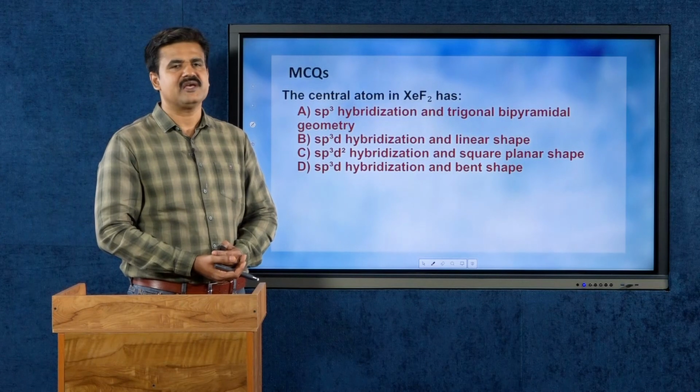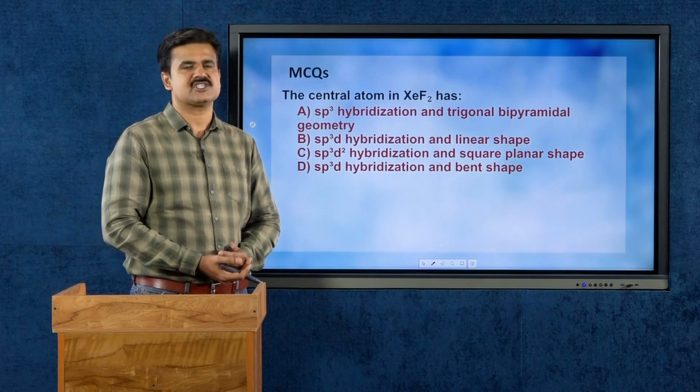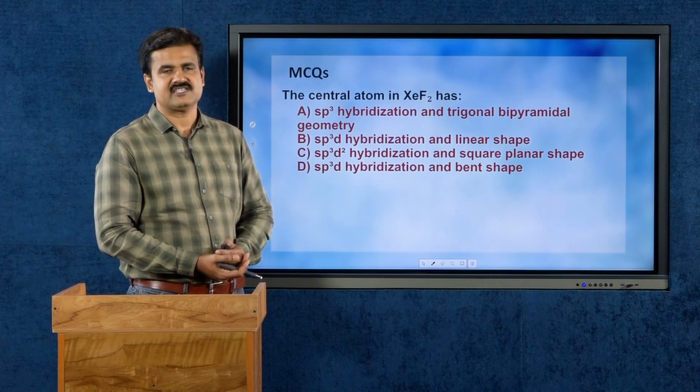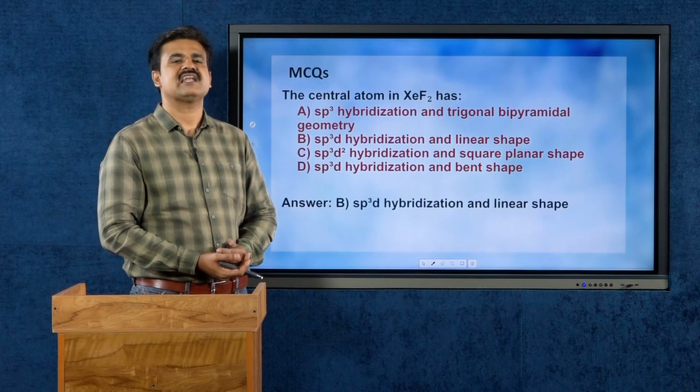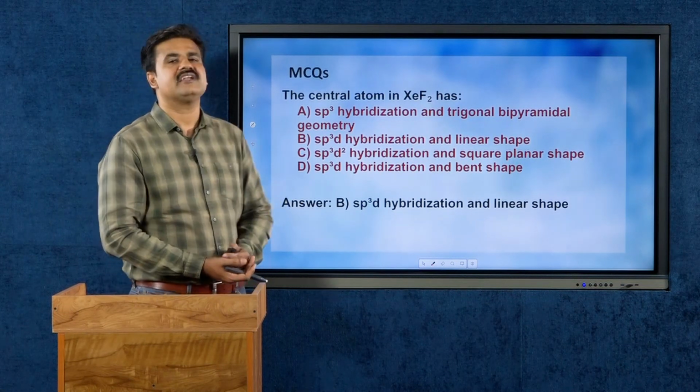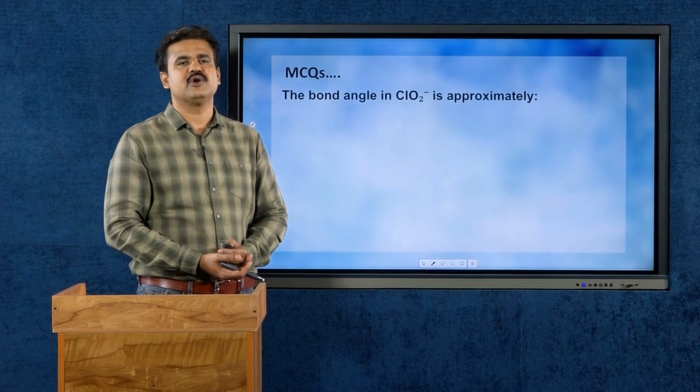From the molecular formula, you can arrive at hybridization. From hybridization, you can arrive at geometry. From geometry, if you are ignoring the lone pair, you will arrive at the shape. Based on this concept, you can arrive at the final answer as option B, that is sp3d hybridization and linear shape. Now moving on to another MCQ.